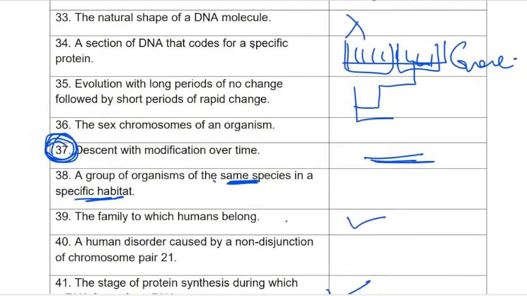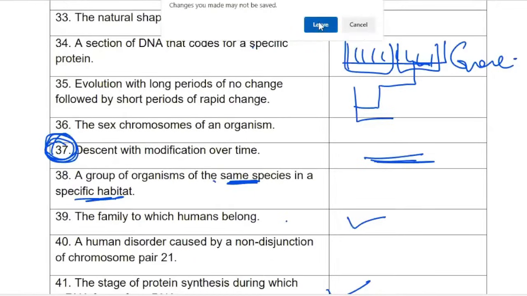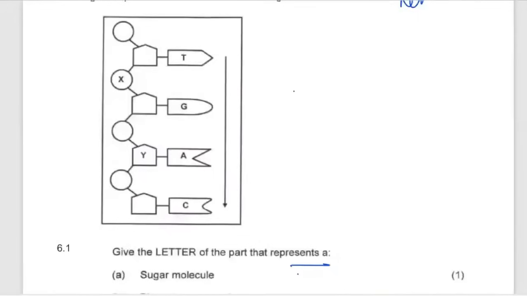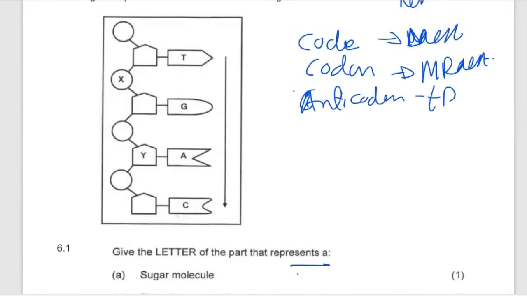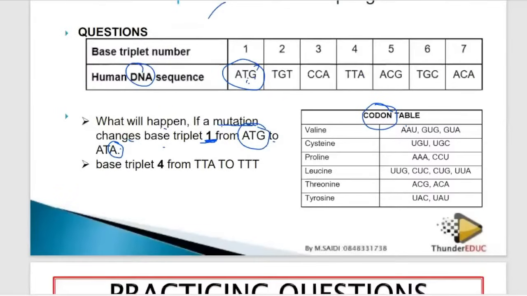Remember, we say that when you talk about code, it means DNA. When you talk about codon, it means messenger RNA, 3 bases on messenger RNA. When we talk about anti-codon, we mean 3 bases on transfer RNA. So now the question is asking, it means that it's changing from DNA to codon. It means that it's talking about messenger RNA. Is it clear? Yes. So now, what you do is to change this into messenger RNA.